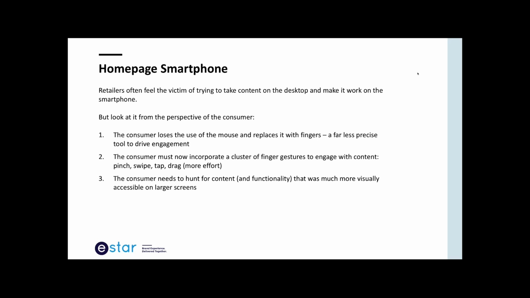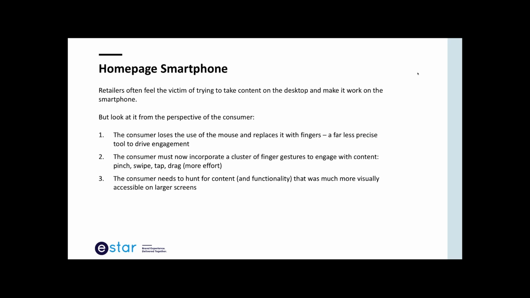Number one, the consumer loses the use of the mouse, a precise tool to drive engagement. And it's replaced with a bigger, clunky, well, maybe not fair, but it's a bigger tool and it's far less precise, let's be honest. Number two, the consumer must now incorporate a cluster of finger gestures to engage with content. Well, that's essentially increasing physical effort. Number three, the consumer needs to hunt for content and functionality that was much more visually accessible on larger screens. This act of hunting and trying to find things that are hidden, that's increasing mental effort.